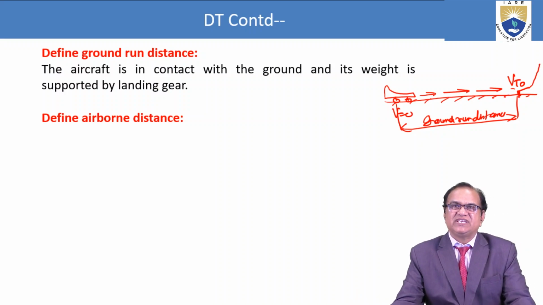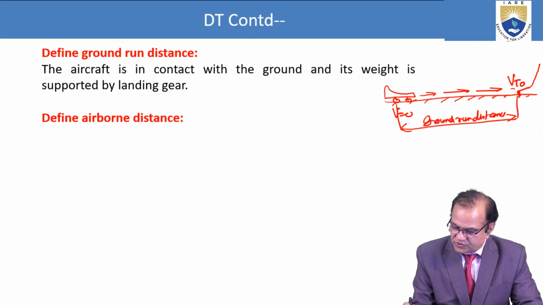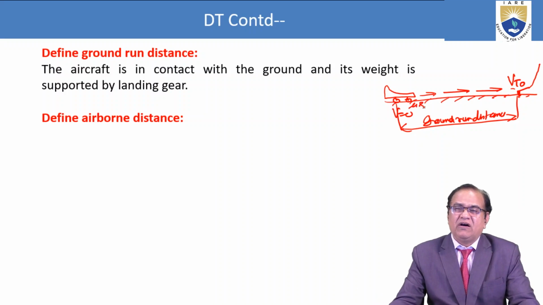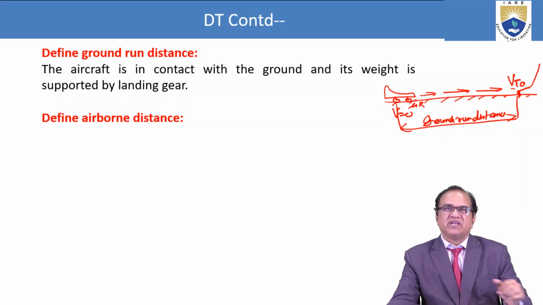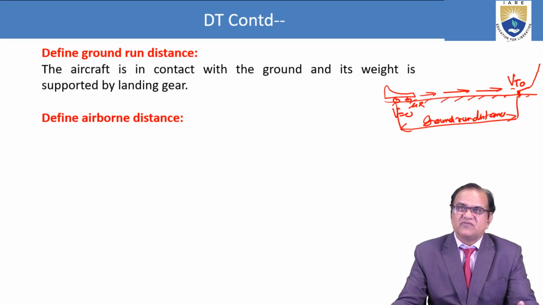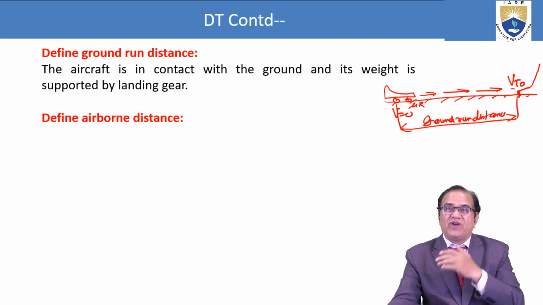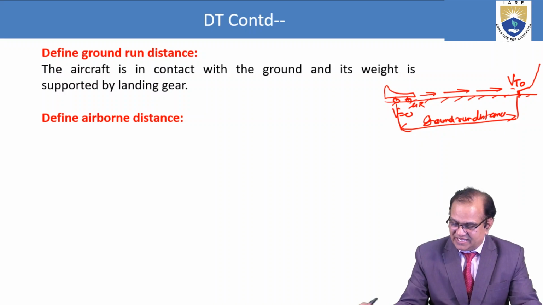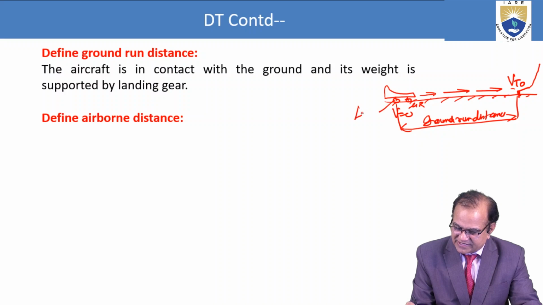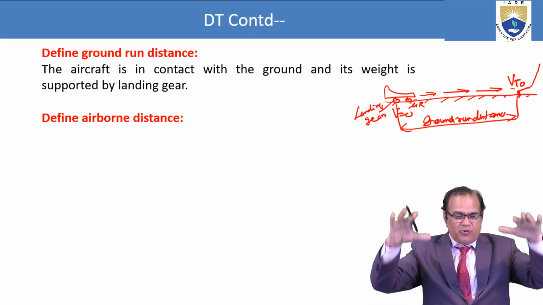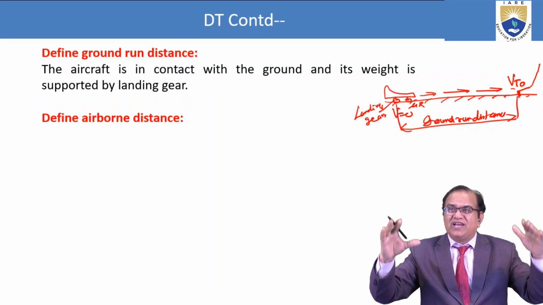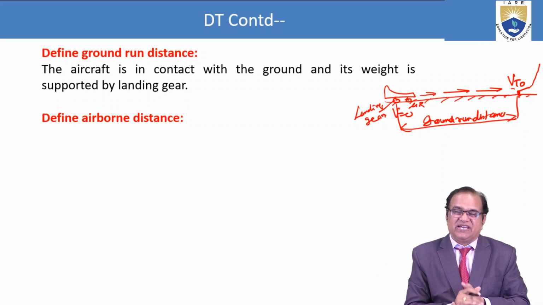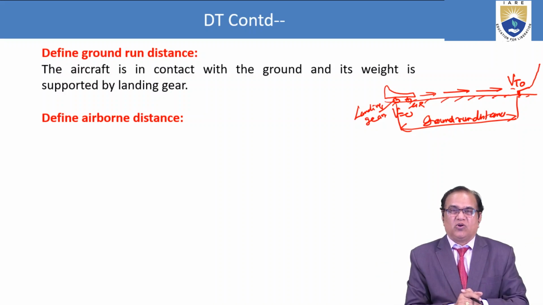So the aircraft is in contact with the ground. So here mu r, the friction force of the runway, will be affecting. The aircraft is in contact with the ground and its weight is supported by the landing gear. These are the landing gears, the wheels which are supporting, and the total weight is supported by the landing gear. Here lift is not playing the role.